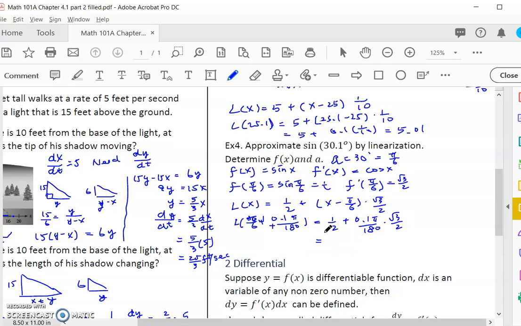Okay, putting it together, 0.5 plus 0.1 times pi over 180 times root 3 over 2. It's actually quite difficult, but you can see that this is equal to 0.5015. Sometimes you don't have a scientific calculator. You can use add and subtract and be able to find out what sine of whatever angle it is. So that's how you use linearization. And in the next video, we will do differentials.